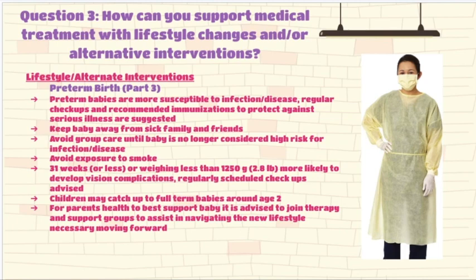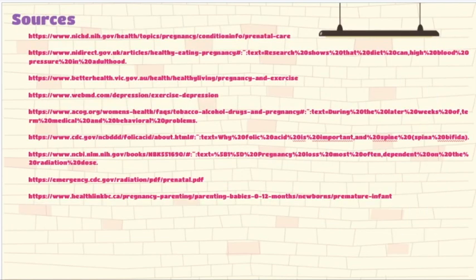Babies born at 31 weeks or less, or weighing less than 2.8 pounds, are more likely to develop vision complications, so it's also best to regularly schedule checkups for vision and hearing as well. Children may catch up to full-term babies around age 2. For the parents' health as well, it's best to seek support through group therapy, or support groups and therapy for each individual to assist in navigating the new lifestyle necessary to move forward.